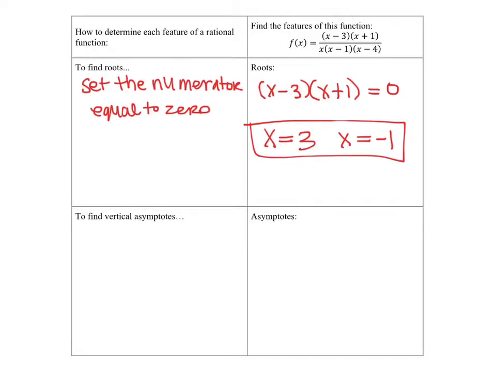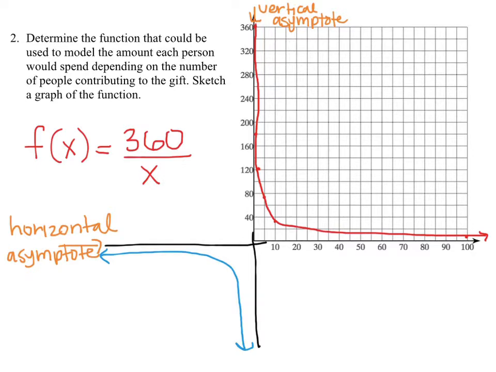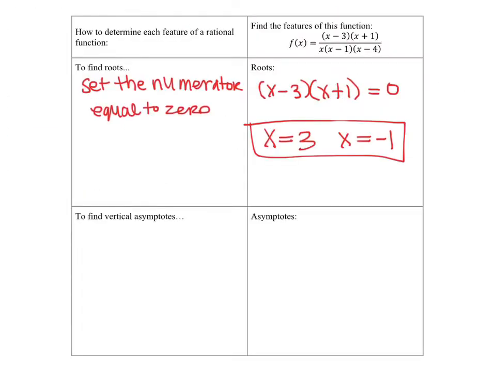Vertical asymptotes we saw on question 2. It's just that line that my graph gets really close to. If we look at the equation, we should notice that if I put a 0 in for x right here, it gives me an error. We can't divide by 0. On the graph, at 0, that's where my vertical asymptote is. So vertical asymptotes happen when the bottom of a fraction is equal to 0.